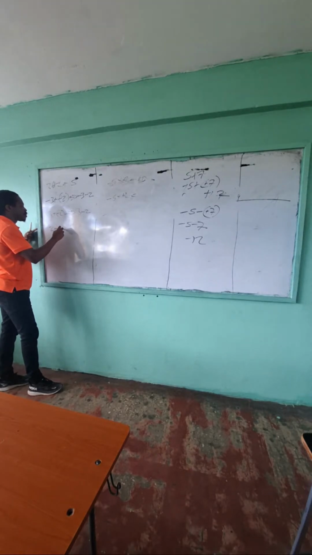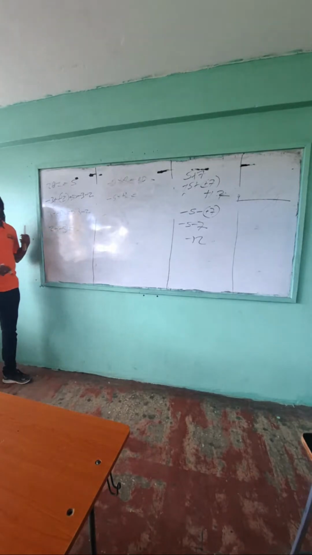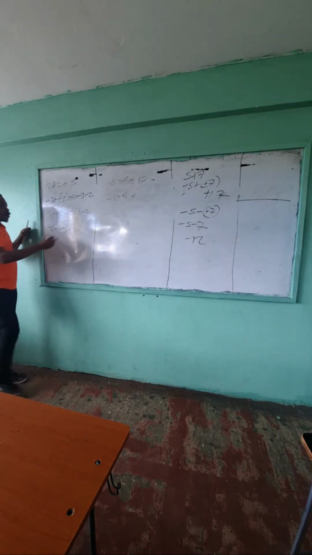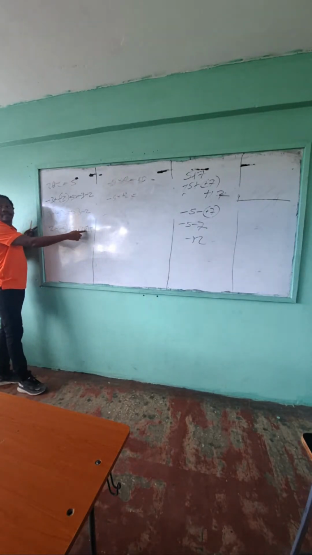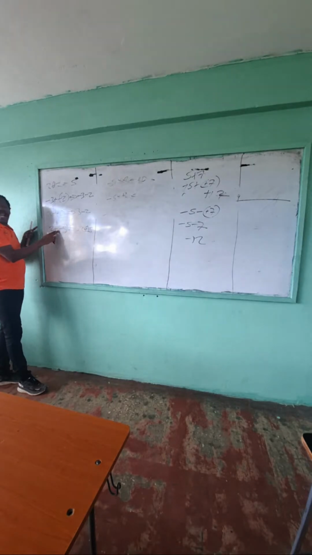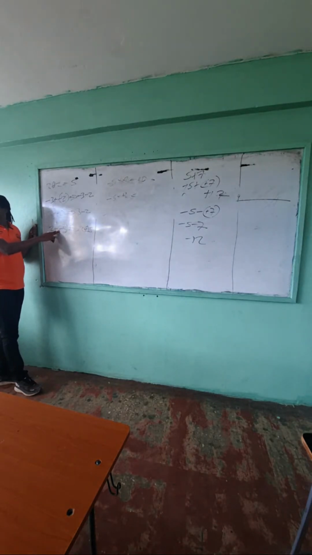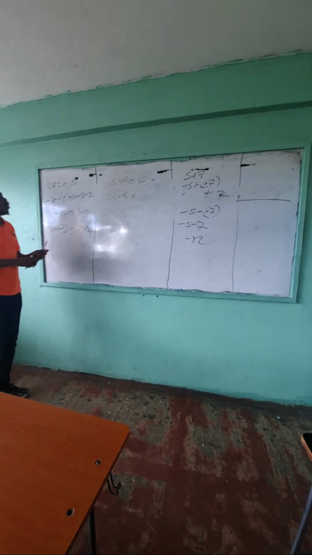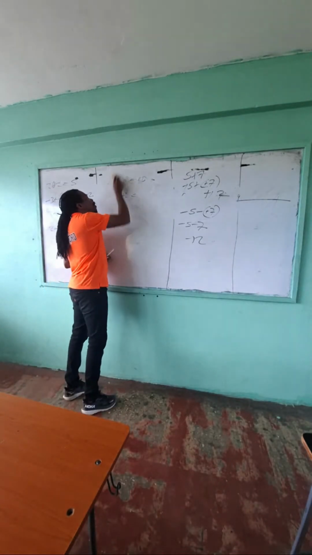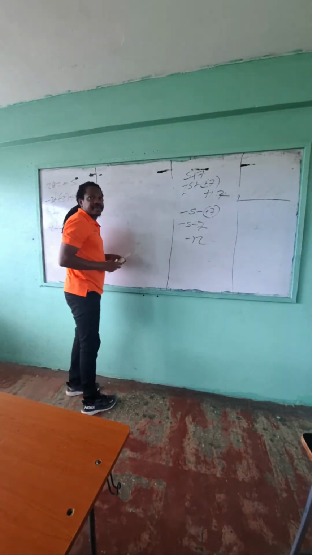So if I say 2 minus minus 5, what does that imply? 2 plus 5. So what it implies is a positive function, because the signs are the same. Everybody understand? So that is when you're doing what? Subtracting or adding.